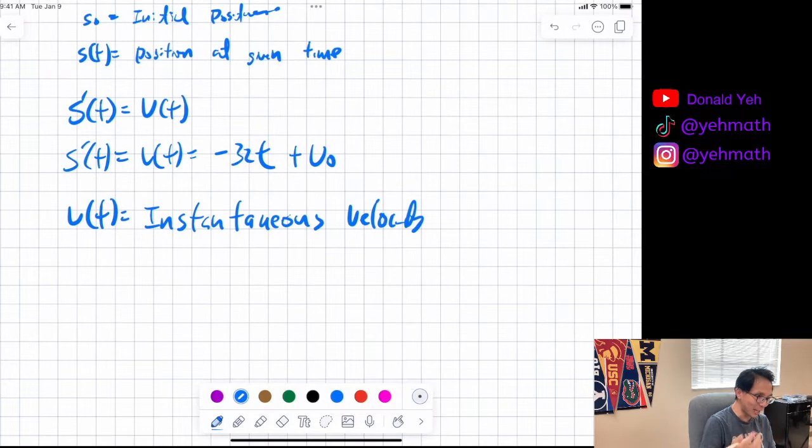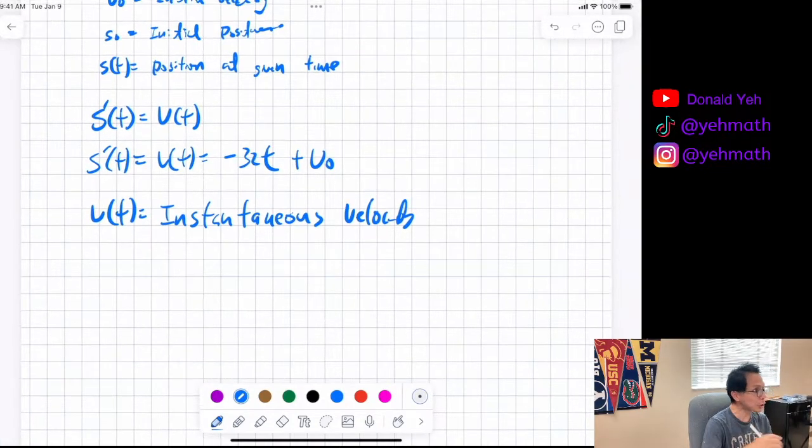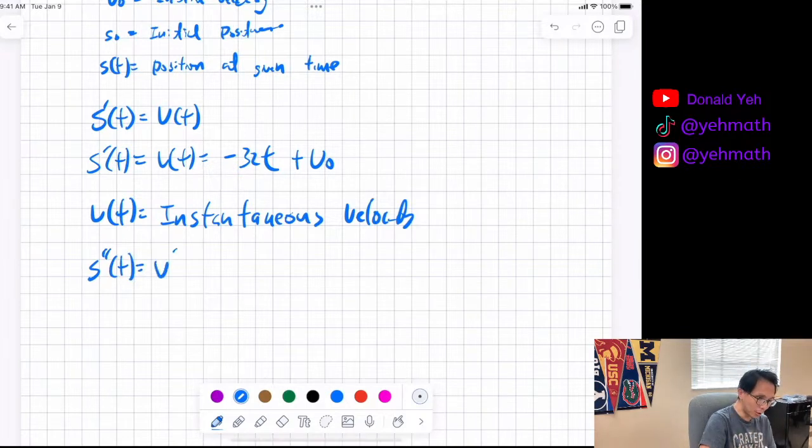Okay, instantaneous velocity is v of t. Now you can actually take a derivative of instantaneous velocity. So it's s double prime of t. If you take two derivatives of the position function, or one derivative of the velocity function, it's going to give me a of t, which is called acceleration.